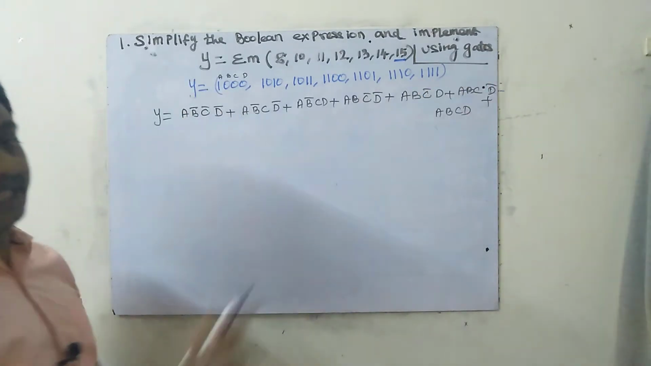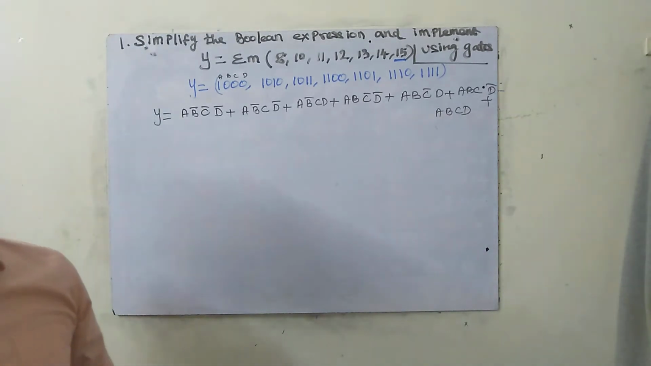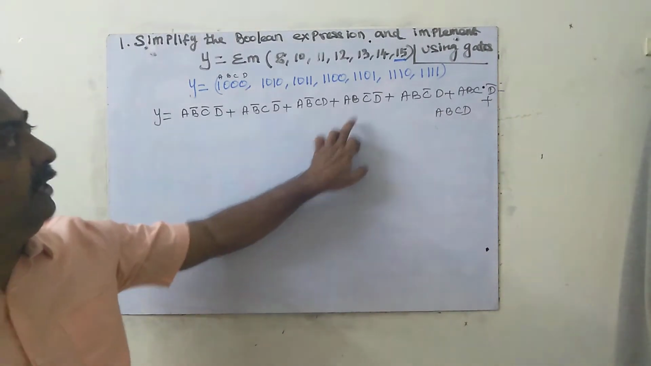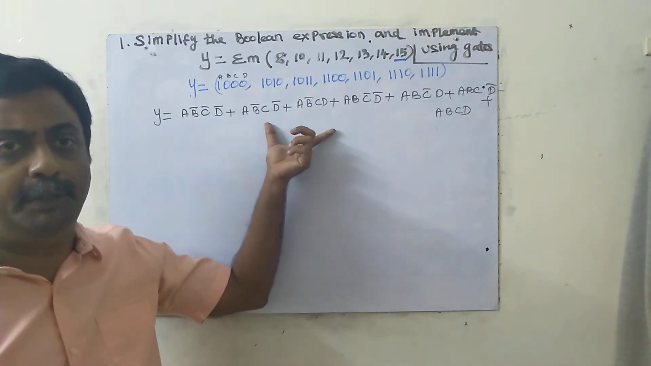This is the Boolean expression. That is the canonical SOP form. This is the thing we have to implement. We have to implement this using gates. Directly, is it possible to implement? Yes, I can implement it directly.